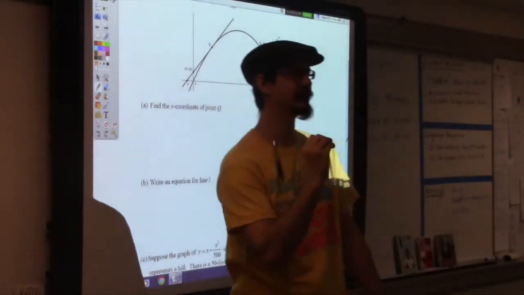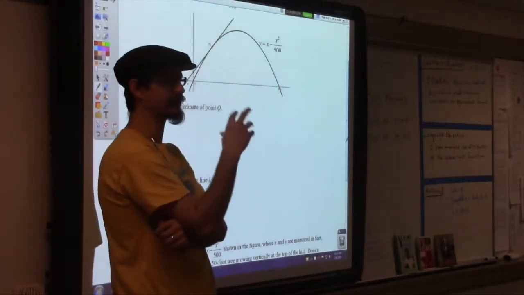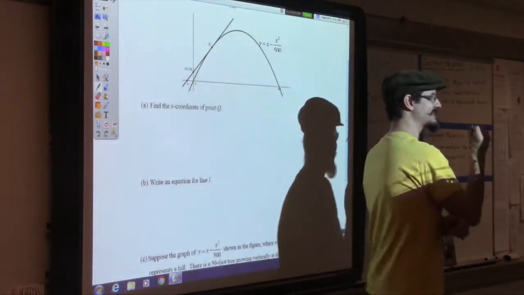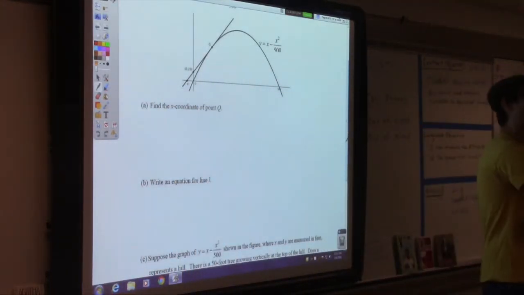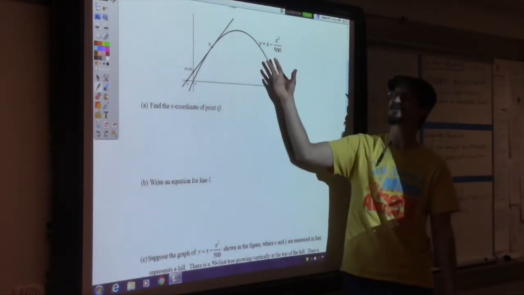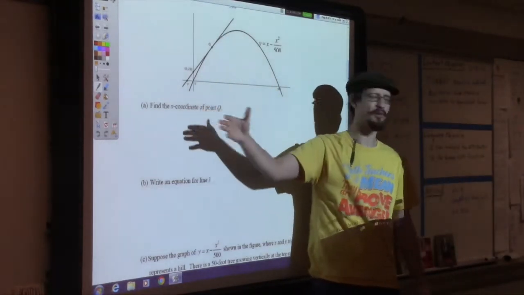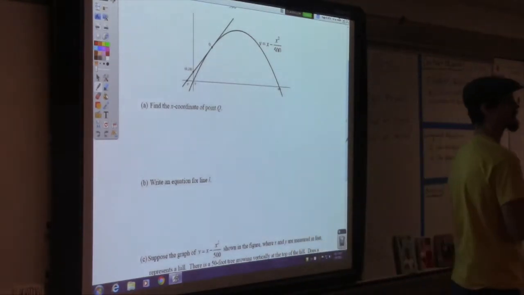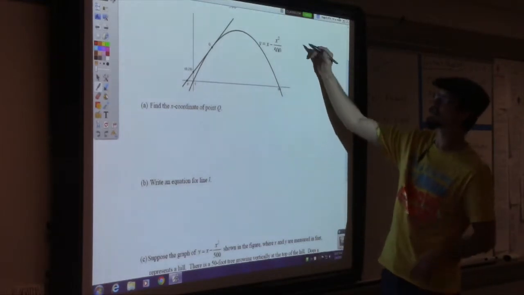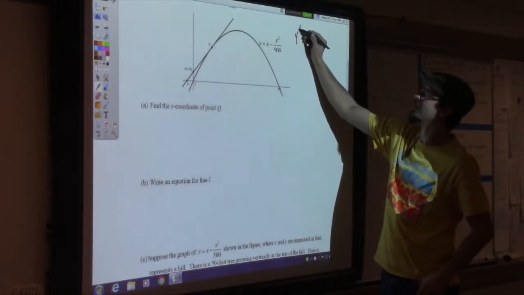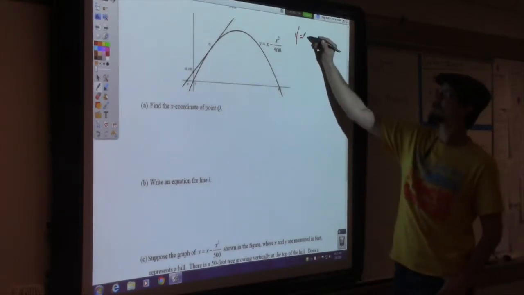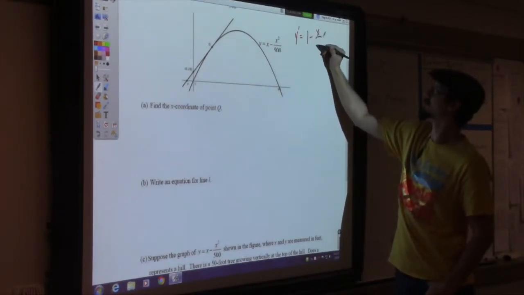So, how are we going, and just kind of ponder, give ideas to each other, throw ideas up to me. What things can we do? How are we going to find this x-coordinate at point Q? The derivative. Take the derivative of the function of x. We can do that. y prime is equal to what? 1 minus x over 250. Beautiful.